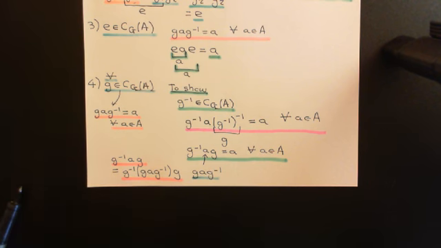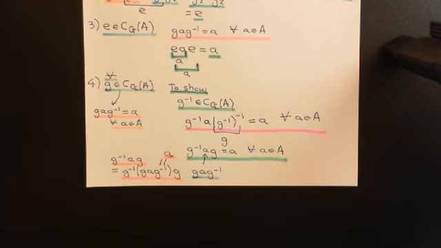Whatever little a you have there, this held true for all little a that are elements of the subset capital A. So because of that, we can prove that G inverse is also an element of the centralizer of A in G. So if you've got any element of the group within the centralizer of this subset capital A in the group capital G, then its inverse element in the group, G inverse, will also be in the centralizer of A in G. And that therefore proves that the centralizer of A in G is indeed a subgroup.